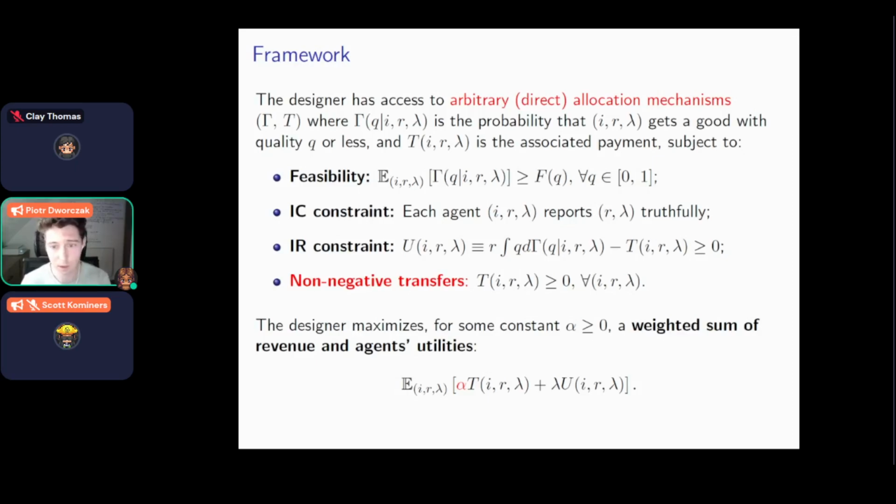And here's the objective function. The designer is trying to maximize the expectation over the type distribution of the weighted sum of the revenue. This is just the transfer, and there's a weight alpha on revenue, and the sum of agents' utilities weighted by these social welfare weights. Okay. The alpha here, the weight on revenue, is also a new element. It's a kind of a generalization of what Mohammed was presenting. And let me actually explain.